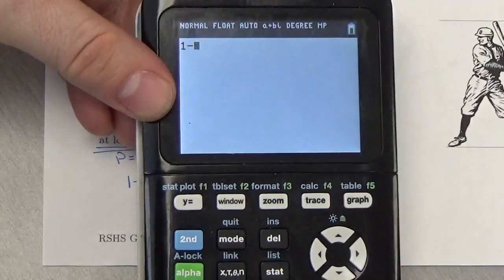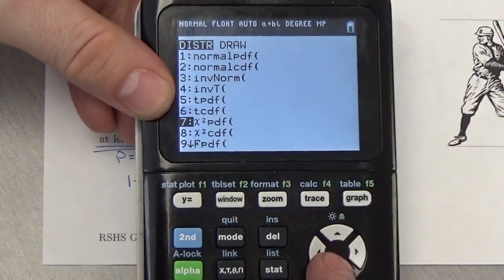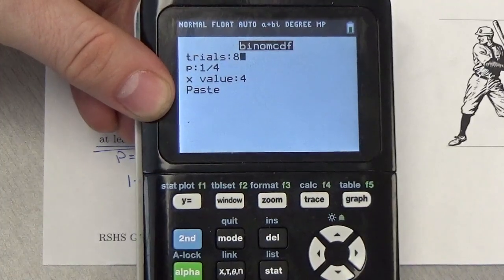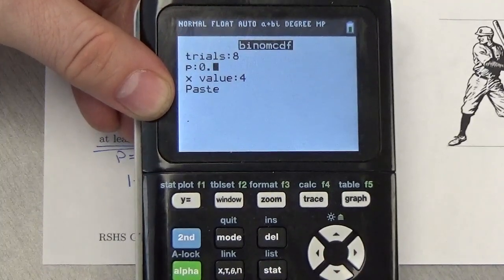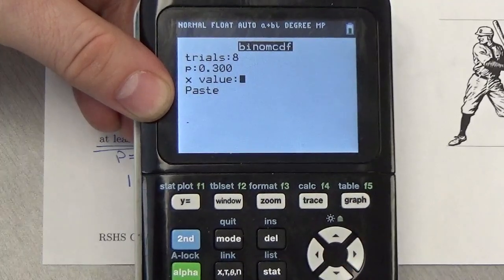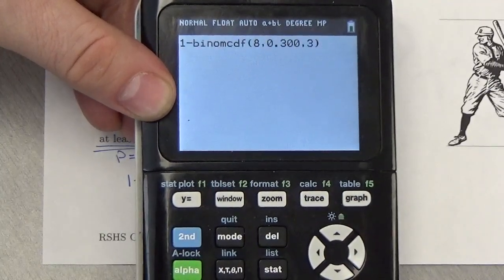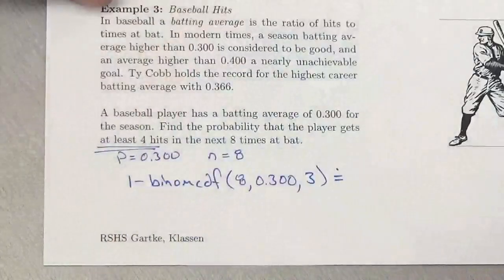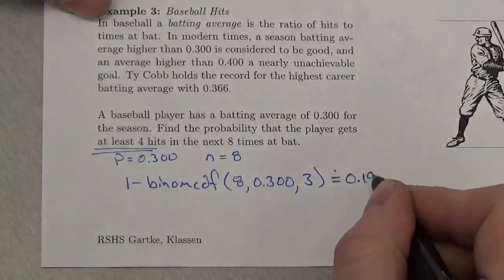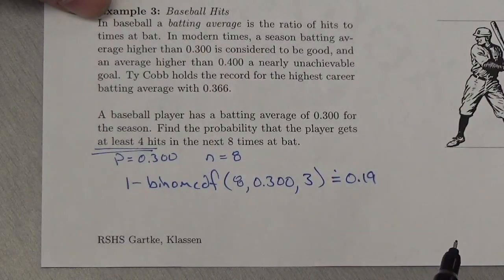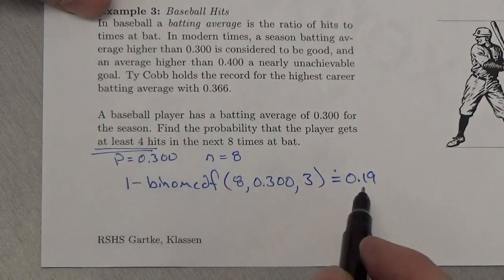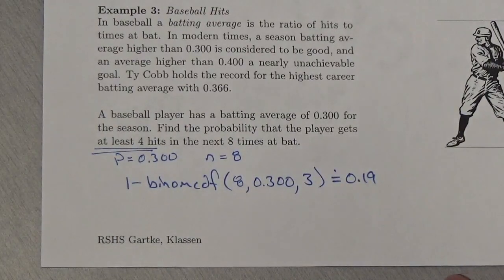This will be 1 minus the binomial CDF. We've got 8 trials now. The probability is 0.300. And this time, 3 times up to bat, 3 hits. And we get 0.19. Okay? So now look at that. The probability that he gets at least 4 hits in the next 8 is not very good, even though this guy's got what's considered a really good batting average. That's just the way the numbers work.